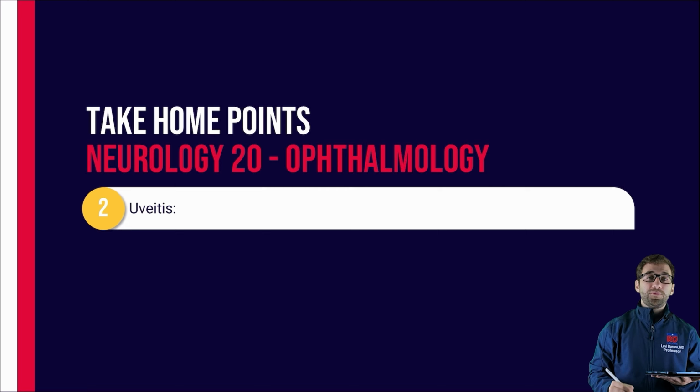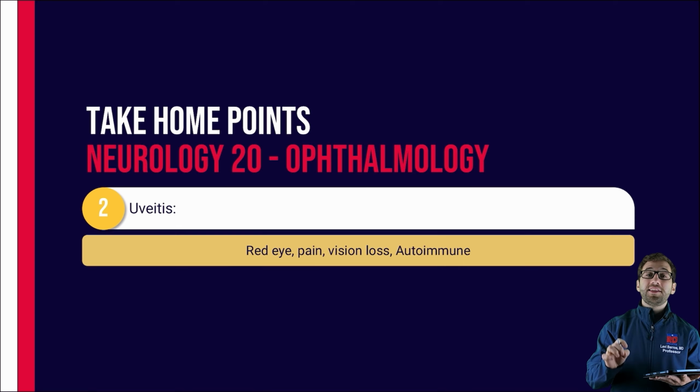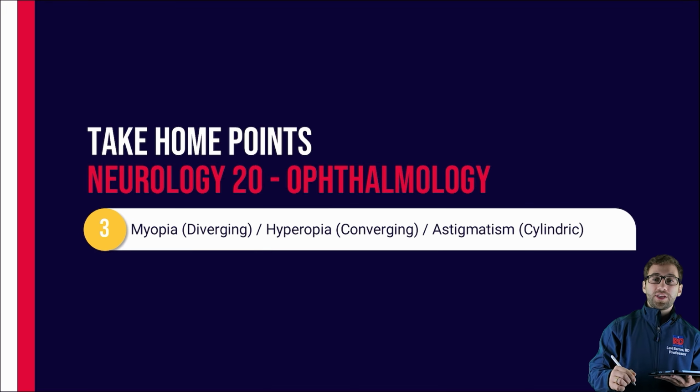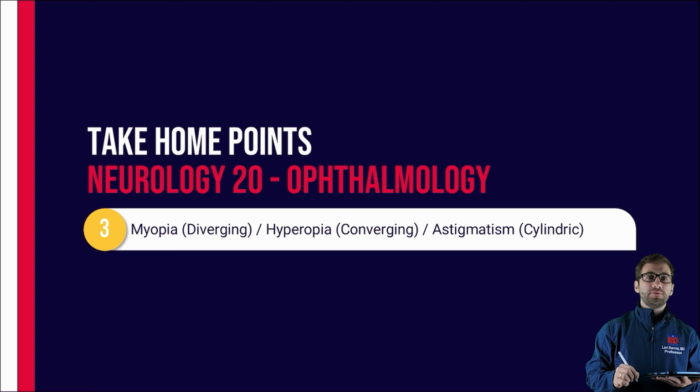Allergic conjunctivitis presents with itching, redness, and watery discharge, often in response to allergens. Moving forward, uveitis is an inflammation of the uveal tract, which includes the iris, the ciliary bodies, and the choroid. It presents with red eye, pain, and vision loss.